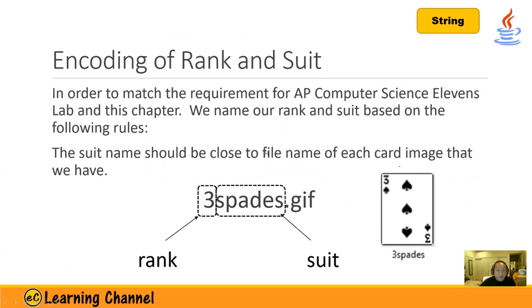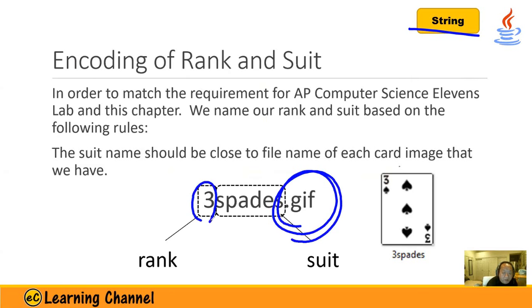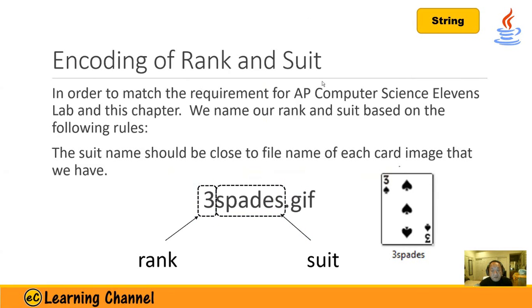So here we have an encoding for rank and suit. The encoding here is also talking about some strings. In order to access a GIF file, we need to have a number, then the suit, and then .gif. Okay, let's look at our cards.